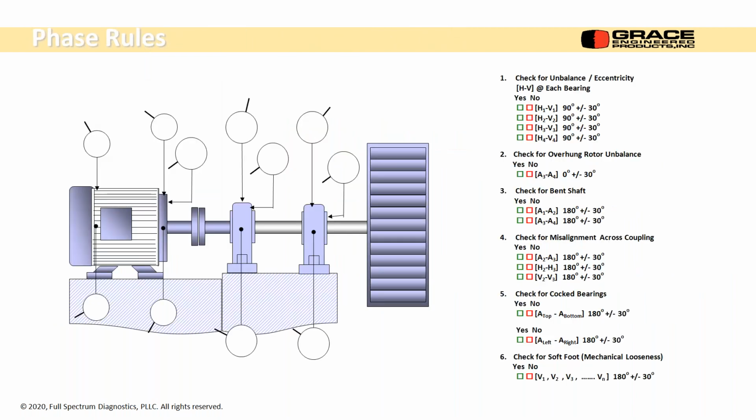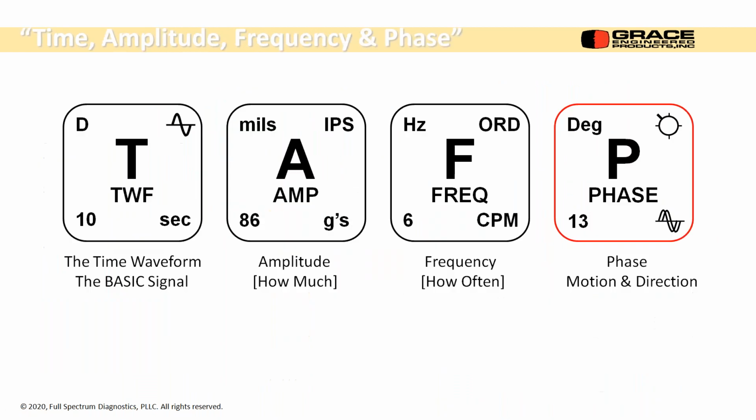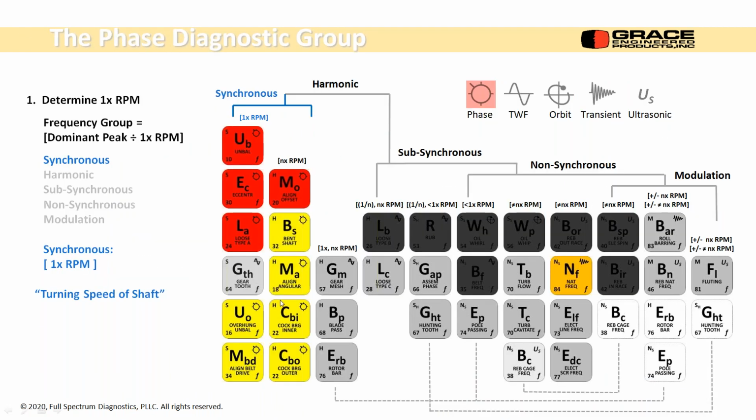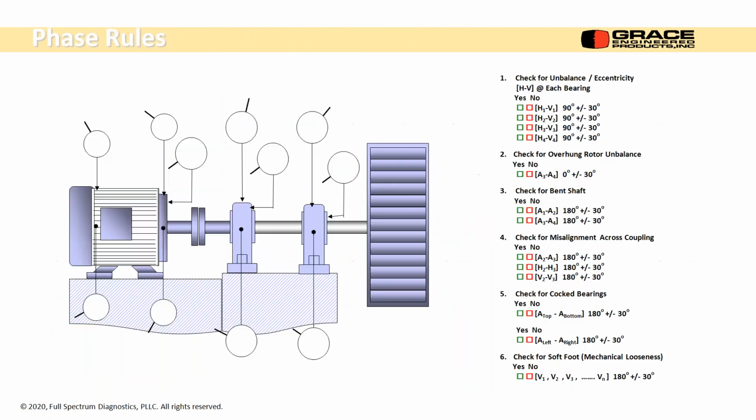These are the phase rules. There are 6 different rules. We're looking for unbalance, eccentricity, overhung rotor unbalance, bent shaft, misalignment across the coupling, cocked bearings, and soft foot conditions, or mechanical looseness type A. We're looking for all of these. Anything with a phase icon in it, that's what we'll be able to distinguish.